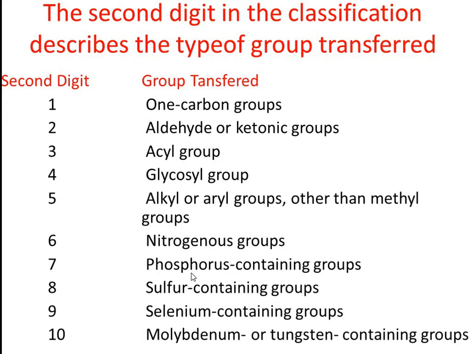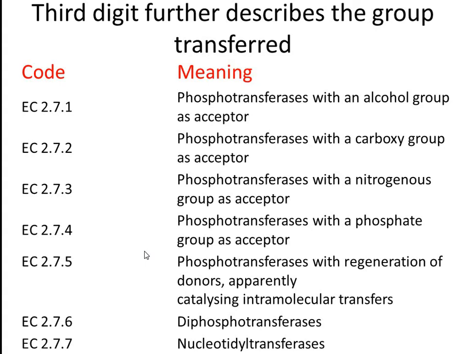If it is 7, then the group transferred is phosphorus containing groups. If it is 8, then the sulfur containing groups get transferred. If it is 9, then the selenium containing group gets transferred. 10 indicates that the molybdenum or tungsten containing group gets transferred. The third digit further describes the group which is transferred, but the meaning of the third digit is different in accordance with different second digit numbers.